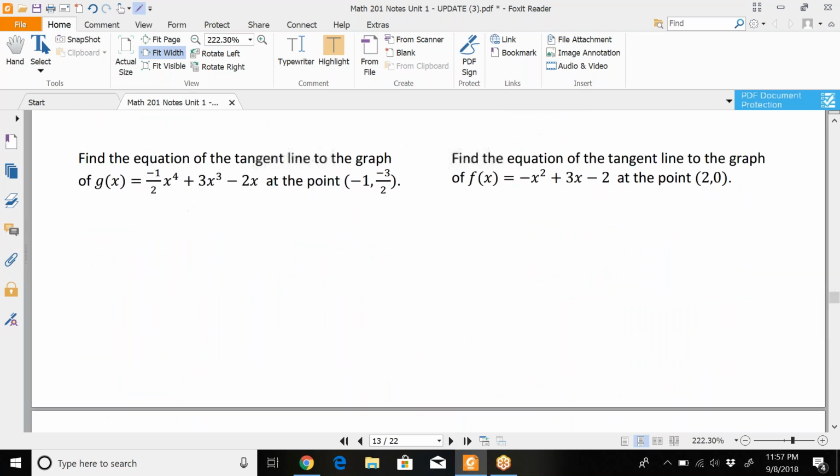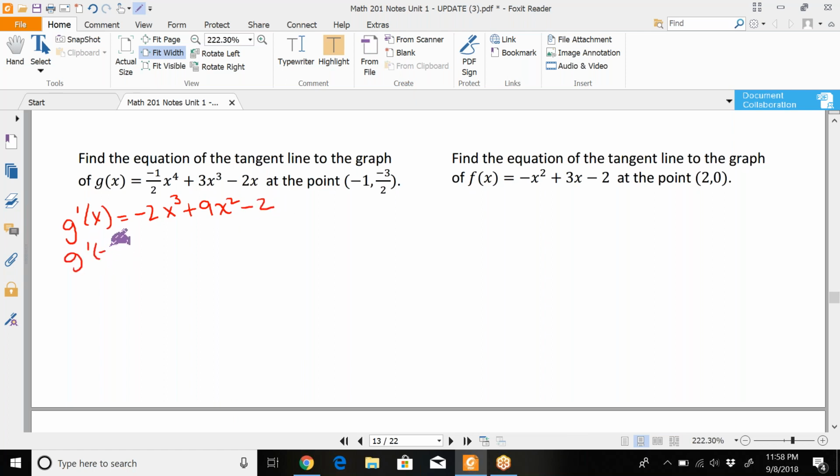Okay, and then let's look at this one. So we're doing the equation of the tangent line, which means we need to find the slope first, and then we have to plug into the y minus y1 equals m parentheses x minus x1. So let's find our slope first, and remember negative 1 is the x value we're going to be using in a minute. So g prime of x, bring 4 to the front, times it by negative 1/2, that would be negative 2, x to the third power. 3 times 3 would be 9, x to the second power, minus 2.